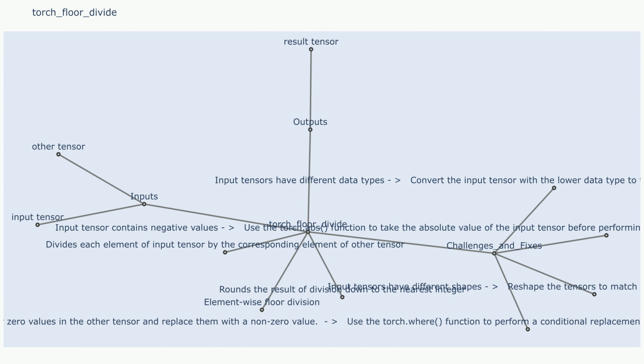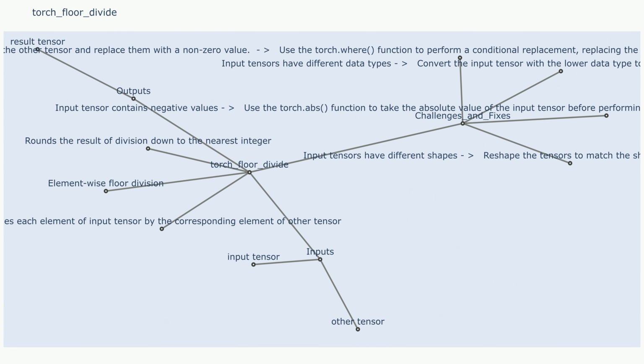Sample use case that resulted in challenge 2. Python. import torch. a = torch.tensor([1, 2, 3, 4]). b = torch.tensor([2, 3]). torch.floor_divide(a, b). Fixes to challenge 2. Ensure that the input tensors have compatible shapes. If the shapes are not compatible, you can either reshape the tensors or use broadcasting. Broadcasting will automatically expand the smaller tensor to match the shape of the larger tensor.